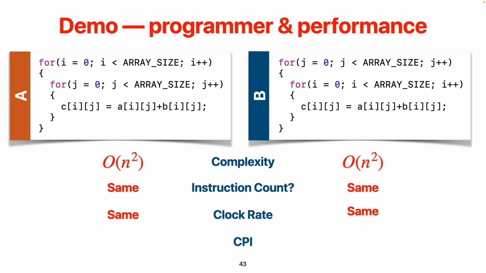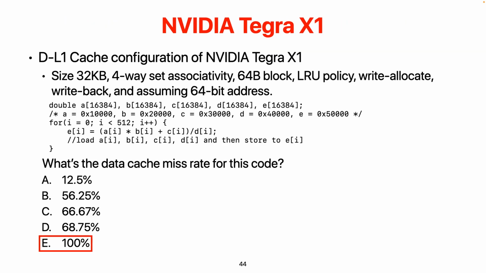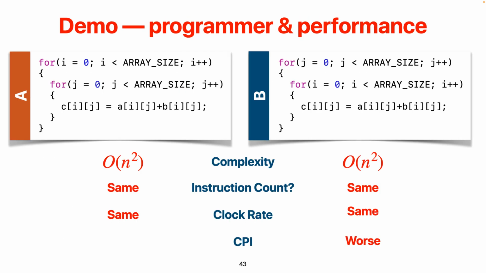We have this demo. The complexity, these two are totally the same. The instruction count is totally the same, because we don't specifically specify the clock rate. But the CPI on the right-hand side is a lot worse than the left-hand side. And here's the thing: on the left-hand side, I increment J first, so it's a row order access, and that's consecutively located in your memory space. So you get better performance.